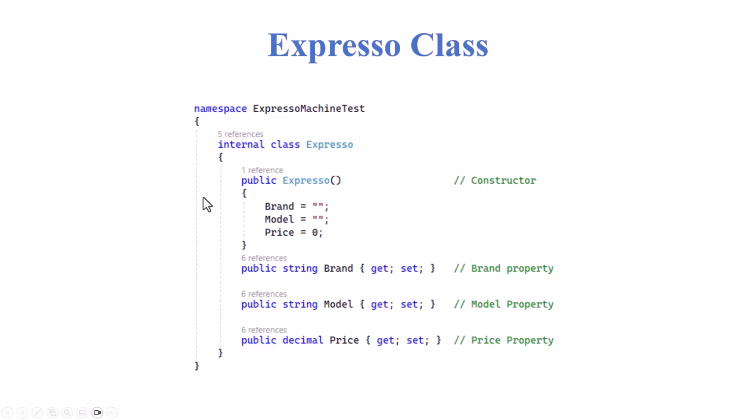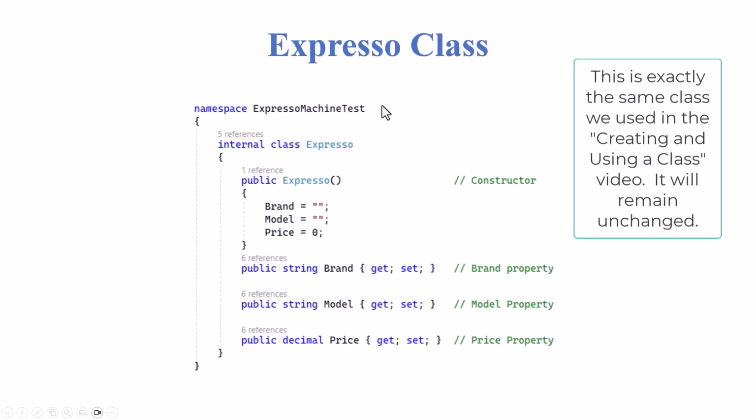Well, we're going to have an espresso machine class. And it's unchanged. You've seen this one before. We're going to be using the same class we created before in an earlier video. We have class espresso. We have the brand, model, and price of 0 sitting in here for the constructor. And we have get and sets for the brand, model, and price. Nothing fancy here at all.